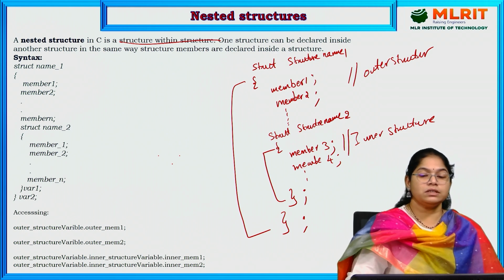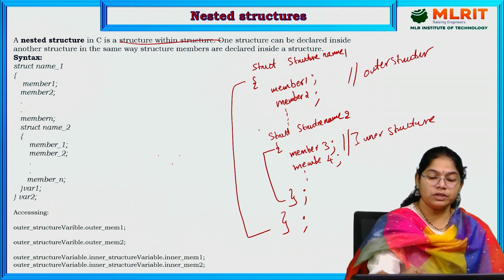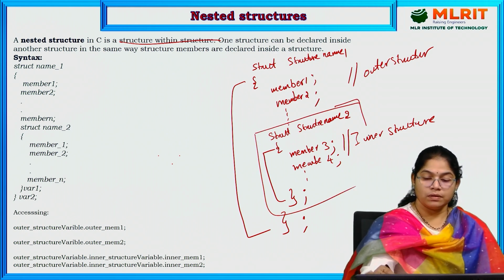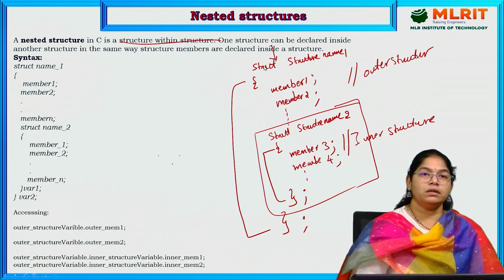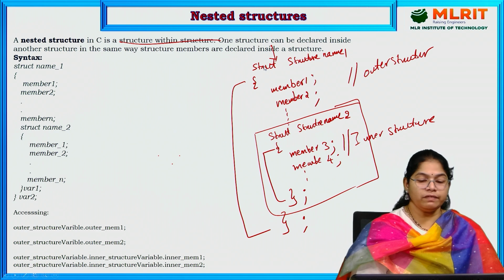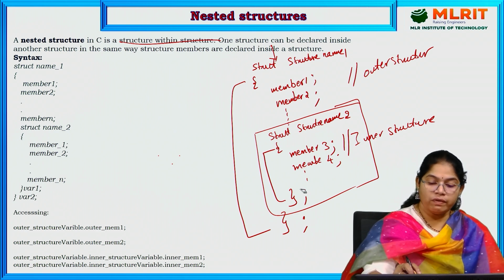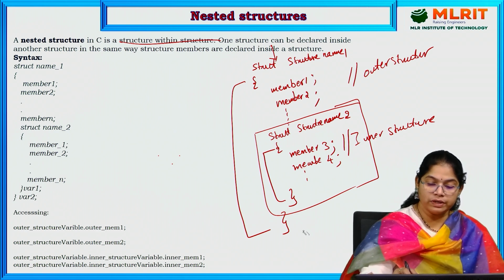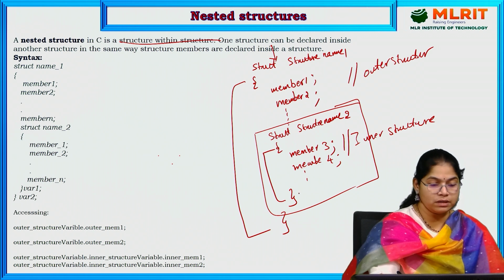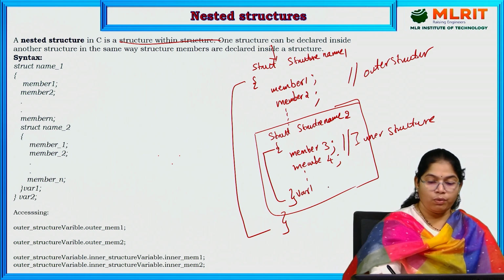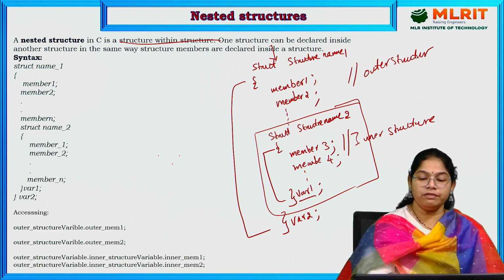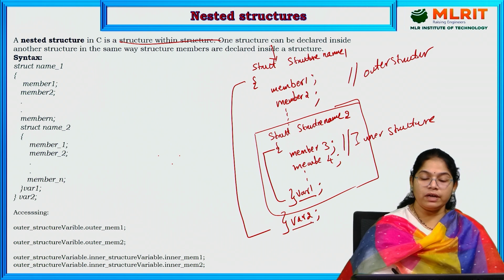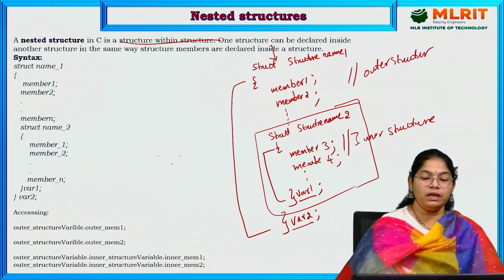So what is a nested structure? Writing a structure inside another structure is called a nested structure. Then how to create a variable for the structure? While we are writing a structure, we can create variables here. Let us suppose here var1 and var2. So var1 is the variable created for the inner structure, and var2 is the variable created for the outer structure.